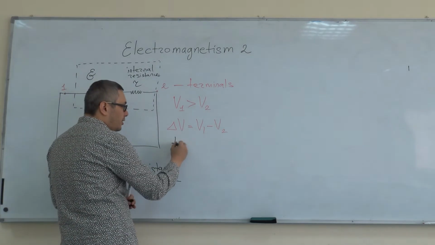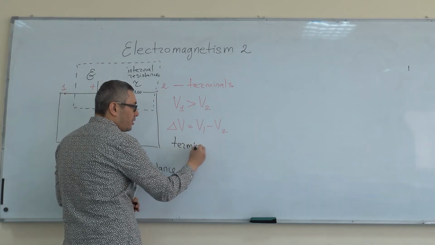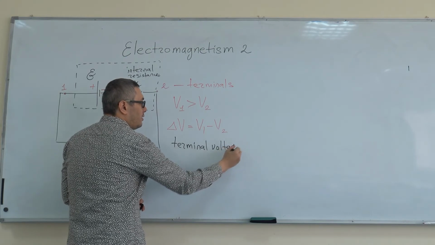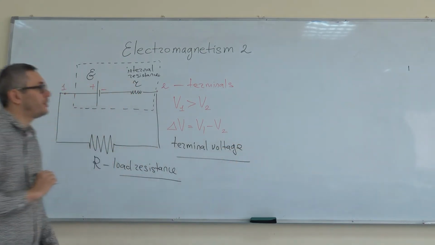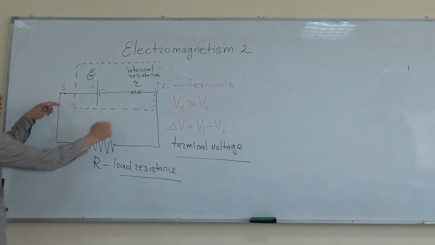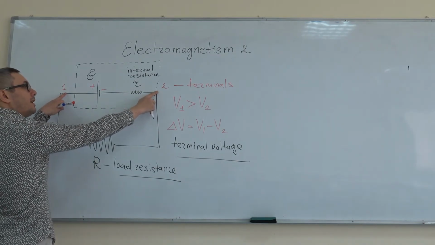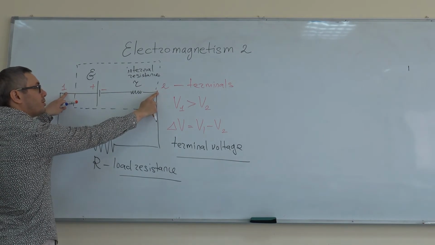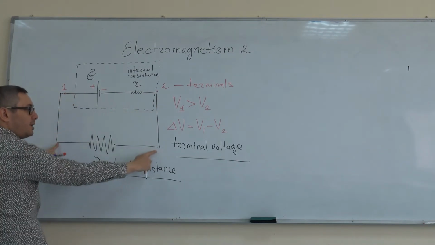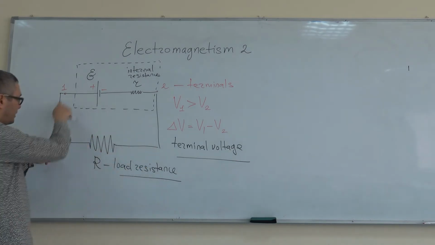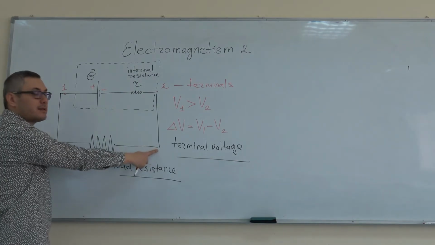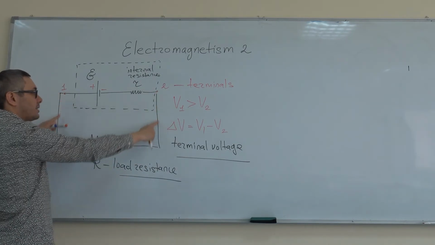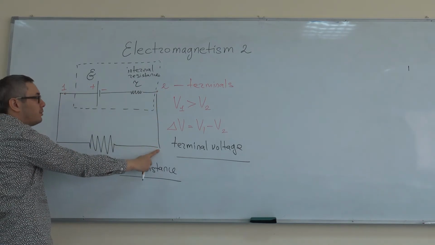Why do we call it terminal? Well, because it's the voltage across the 2 terminals of the battery. So this is the terminal voltage. If this is the terminal voltage here, then the same voltage difference is between these 2 points. Why? Because these wires don't have any resistance to them. So the voltage difference between these 2 points is the same as the voltage difference between these 2 points.